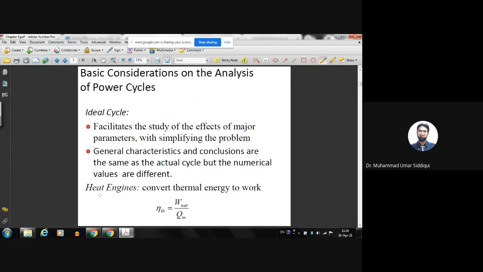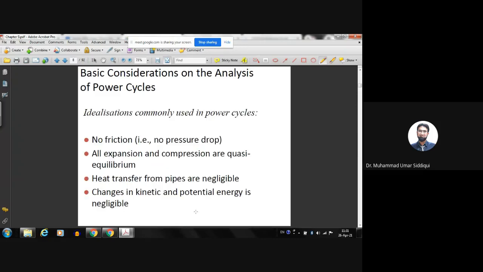Since in this chapter we will be covering the heat engines, we already discussed in chapter number 6 that the thermal efficiency of the heat engine is W net over Qin. This is the actual thermal efficiency. We are going to introduce some idealizations: there is no friction, no pressure drop, all expansion and compression are quasi-equilibrium, the heat transfer from pipes is negligible, and there are no changes in the kinetic and potential energy within the system. So we're going to consider these idealizations in order to make our real power cycles into the ideal power cycles.